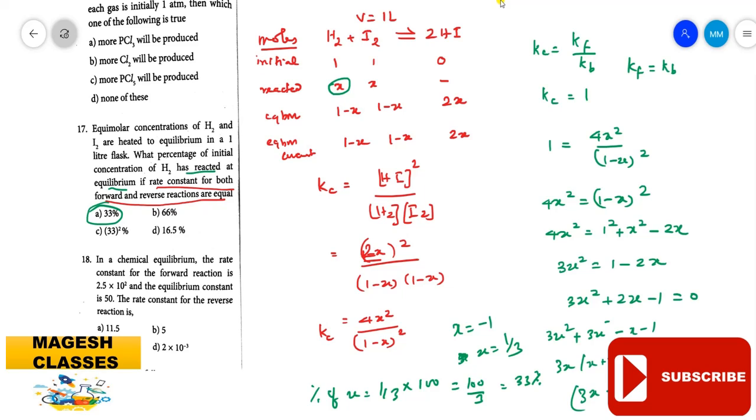In the equation, the Kc value is calculated. From the Kc, you can find out the x value. The Kc is indirectly given, that is, the rate constants for both forward and reverse reactions are given. So K is equal to 1. From that, you can find out the x. In percentage, it is 33%. Clear?